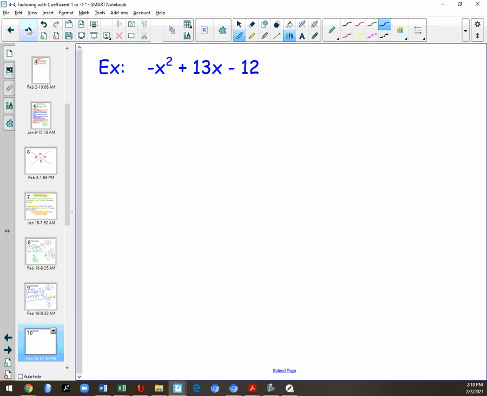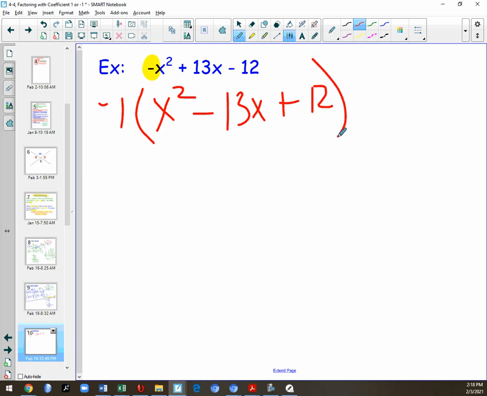Do it again. Very first thing we're going to do is pull out the negative 1. Remember, whenever you pull out a negative 1, you're doing that by division. So what remains is going to be a positive x squared minus 13x plus 12. Negative 1 divided by negative 1 is a positive 1. Positive 13 divided by negative 1 is negative 13. Negative 12 divided by negative 1 is positive 12. So then we're going to go ahead, keeping the negative 1 there.